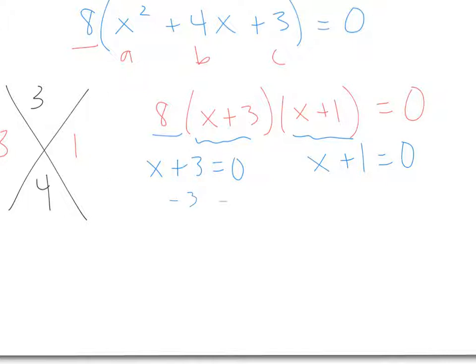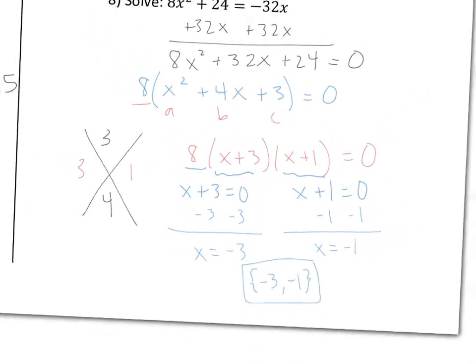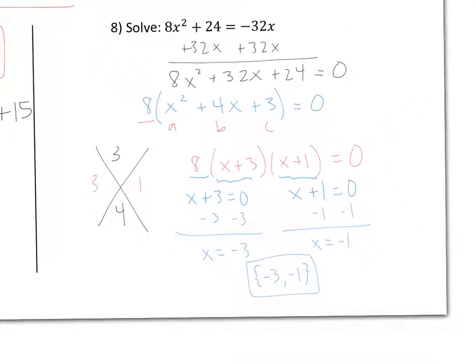And I subtract 3 here and get x equals negative 3, subtract 1 and get x equals negative 1. And my two solutions here are negative 3 and negative 1. And then again, because I solved these, I should be able to plug these into my original equation, which I'll draw an arrow to here, it's right up here, and that should satisfy the equation and work, and it will if you plug those back in, which you should do on your test.